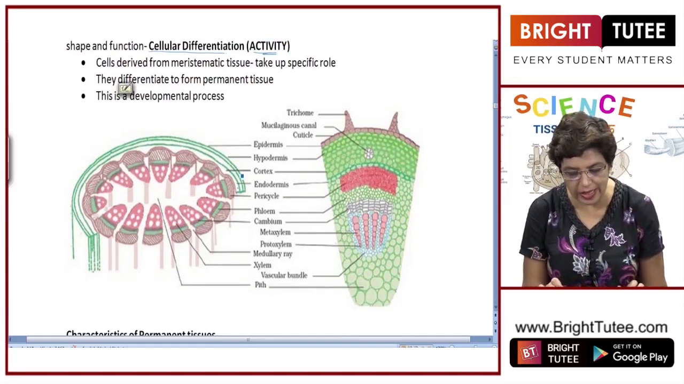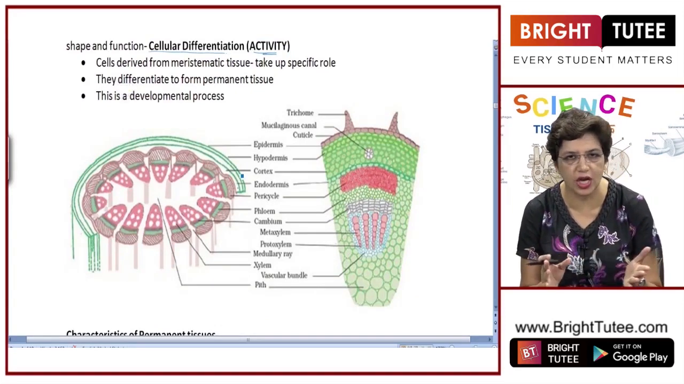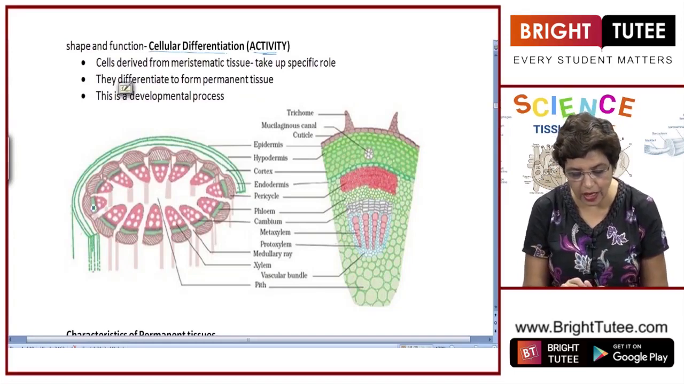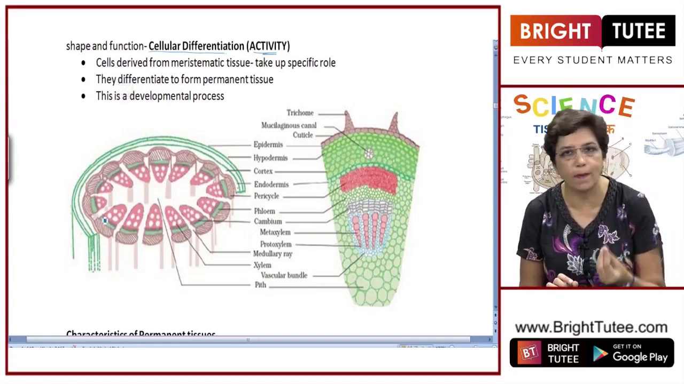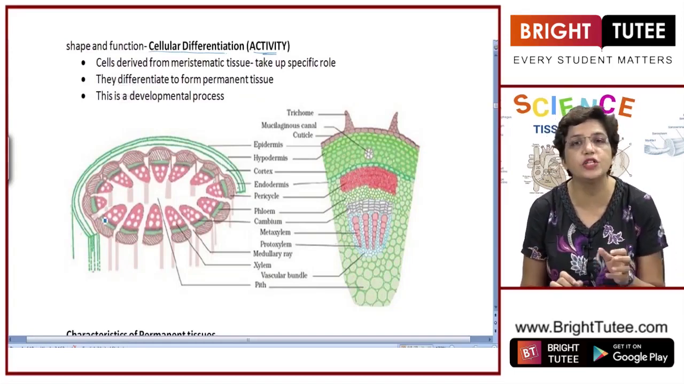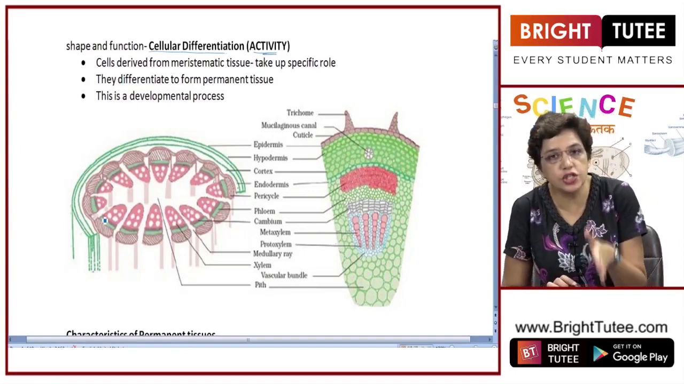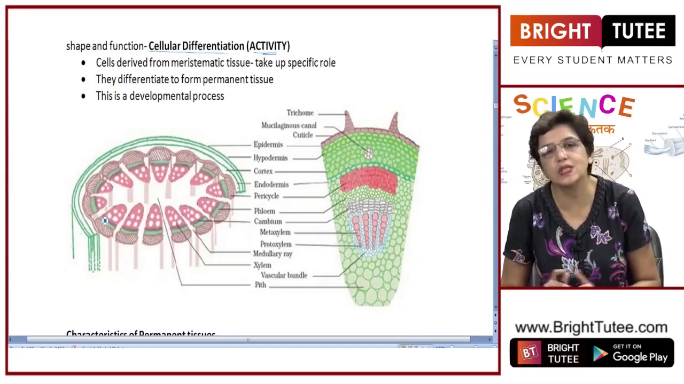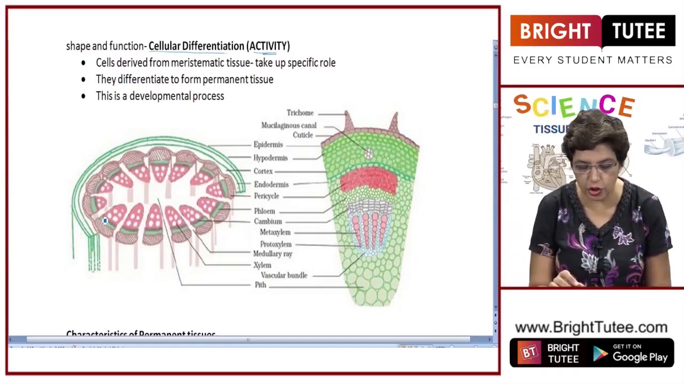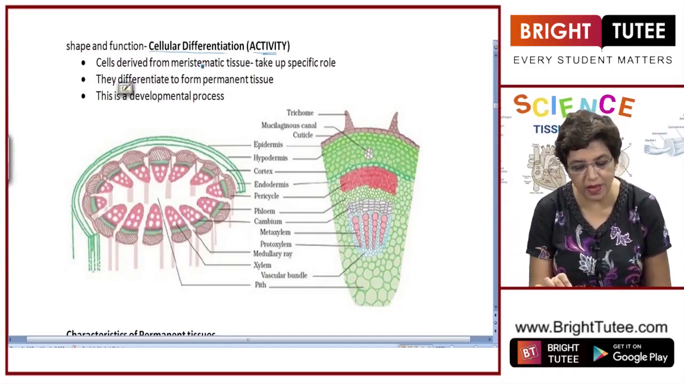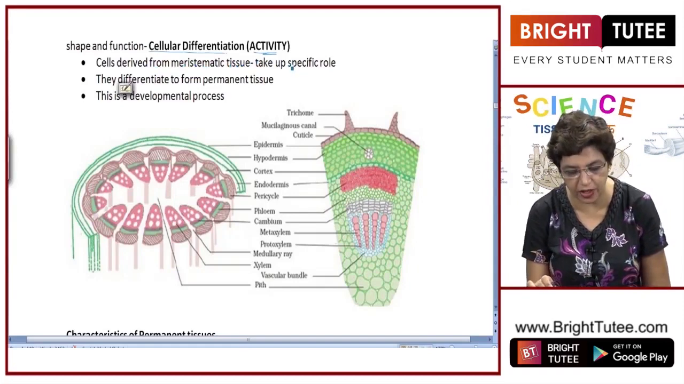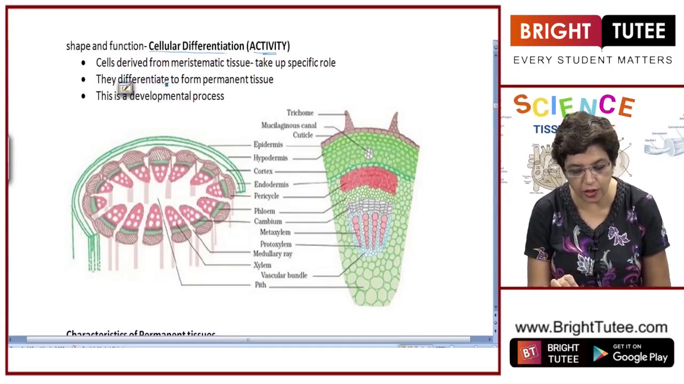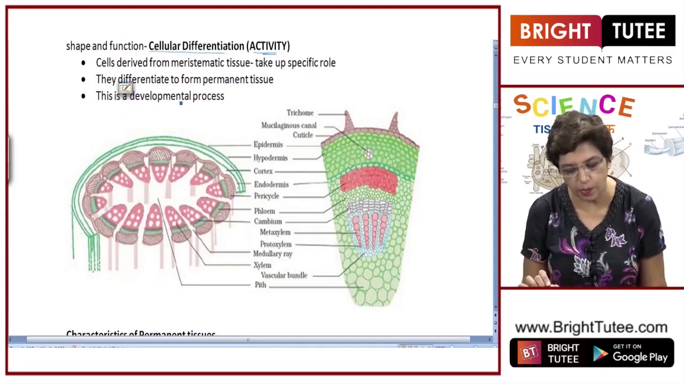Alright, the outermost layer and the inner cells are different in shapes and sizes. So basically all the cells, although they arise from meristem, have taken different shapes and sizes. And these tissues actually perform different functions. So this process is called cellular differentiation. The cells derived from meristematic tissue take up a specific role. They differentiate to form permanent tissue, and this is a developmental process.